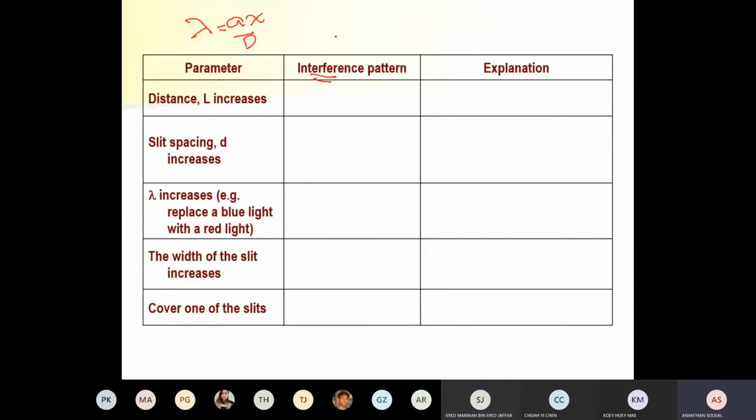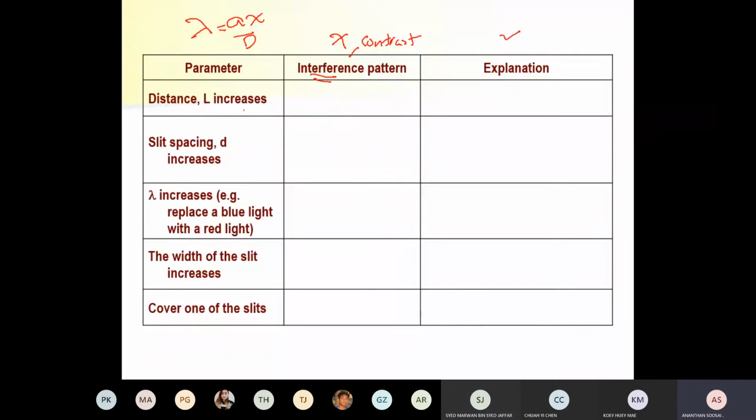Does the x get longer or shorter? Mainly about x. Is it increasing or decreasing? And the explanation for it. What happened to the x? What happened to the contrast? This is our main concern when the parameters have changed. Okay, the first parameter we want to change is L. What is L? The symbol is different, but actually in this case the L is the D.